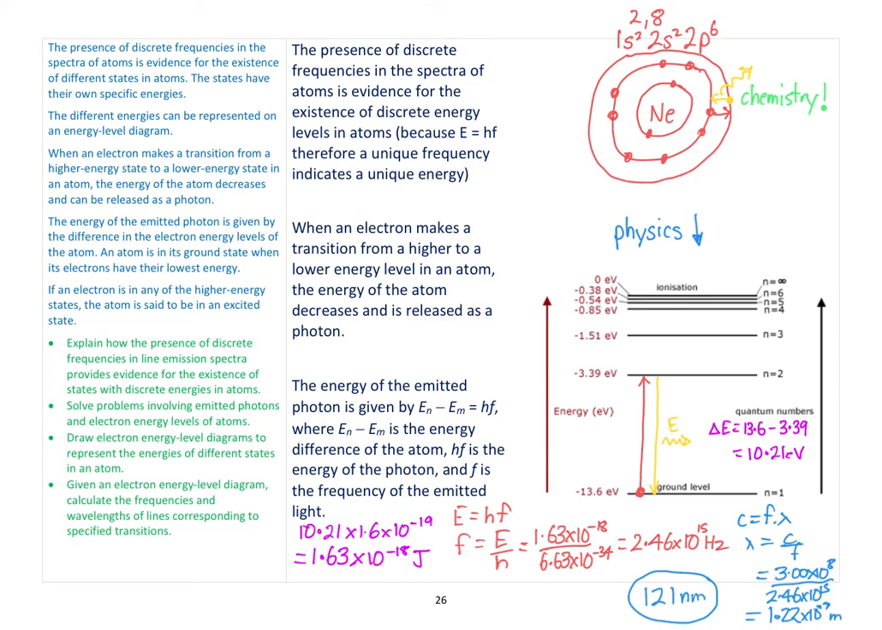So that is typical of the sort of questions that you would need to do. Hopefully now you can explain the presence of the discrete frequencies in a line emission spectrum. You can solve problems involving emitted photons and electron energy levels of atoms, just like what I did there. You can draw energy level diagrams to represent the energies of different states in an atom. That's our energy level diagram here. Given an electron energy diagram, calculate the frequencies and wavelengths of the lines corresponding to specified transitions. That applies to what we did at the bottom. This one here just applies to working out the difference in electron volts of the energy gaps, so that's working out the energy. This is working out the frequency and the wavelength. And this one relates to drawing transitions on these energy level diagrams. So hopefully that is clear.